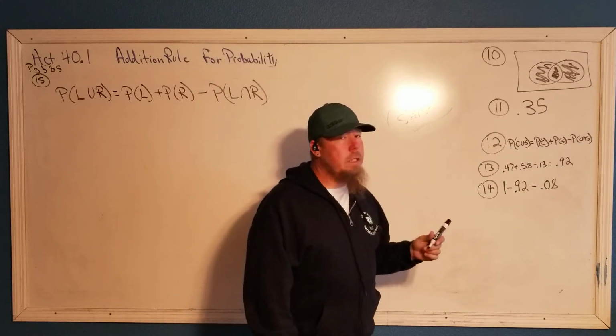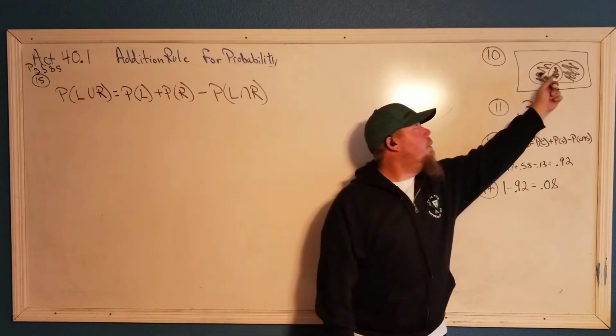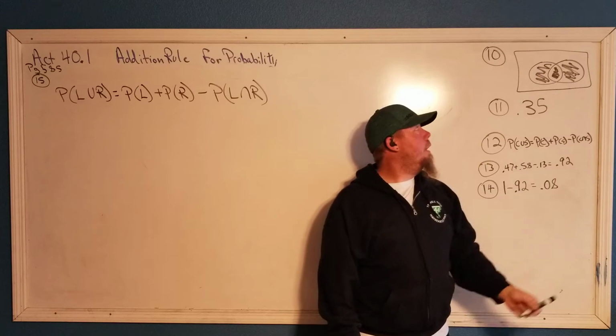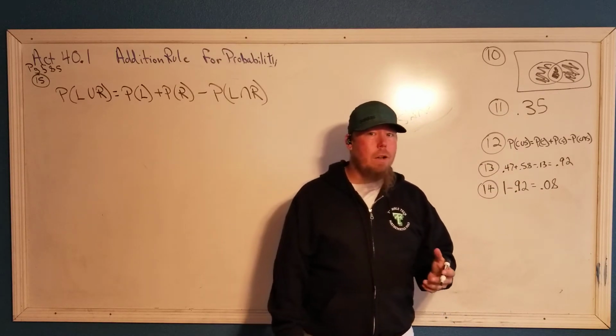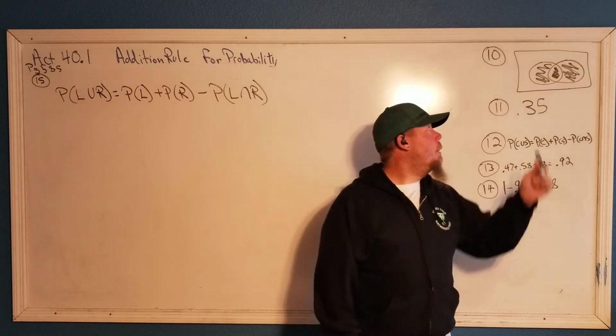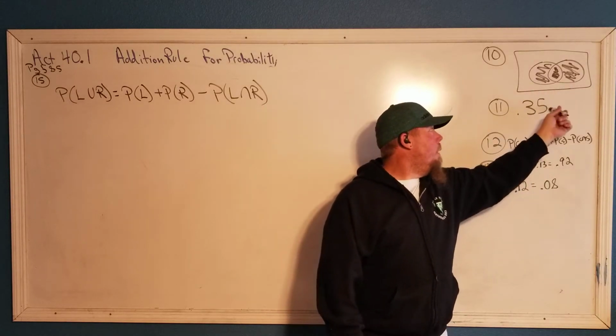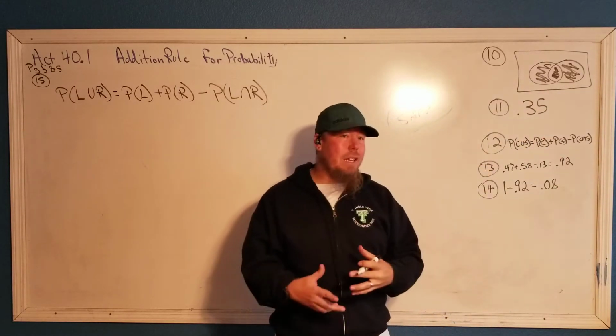Number 10, they asked us to shade in the OR. The OR is going to be, remember, all three parts of that Venn diagram there. Number 11, they ask us for the complement, which is the NOT. So if we had 0.65 for the OR, then the NOT is going to be 0.35, because they would add together to 1.